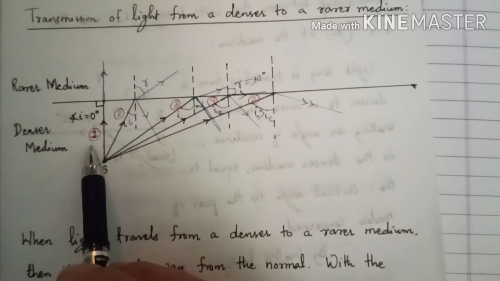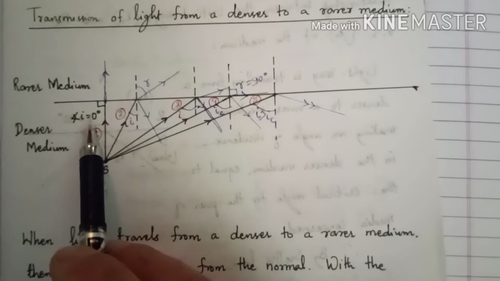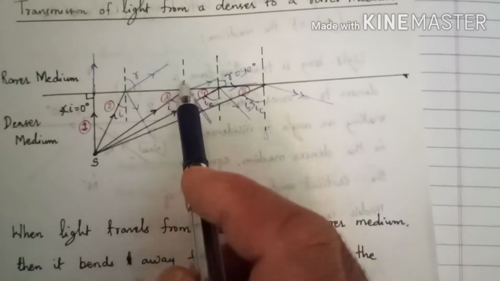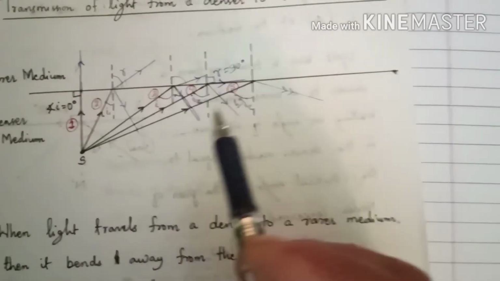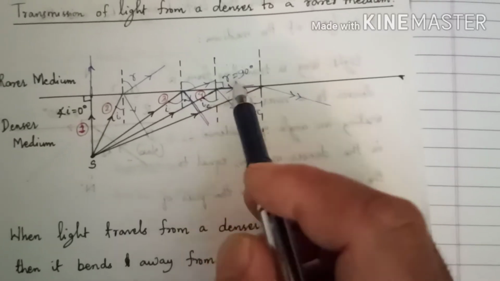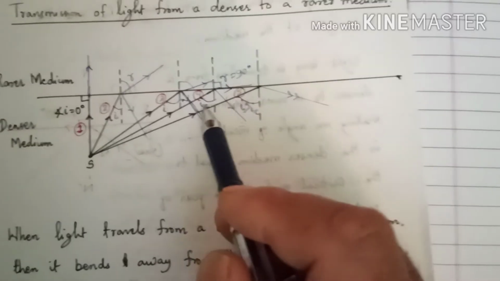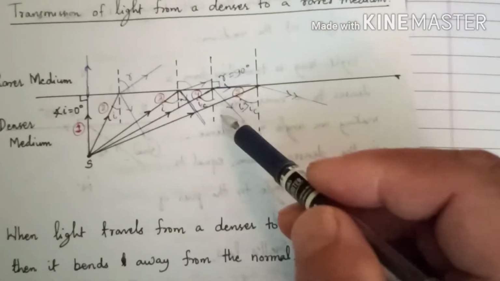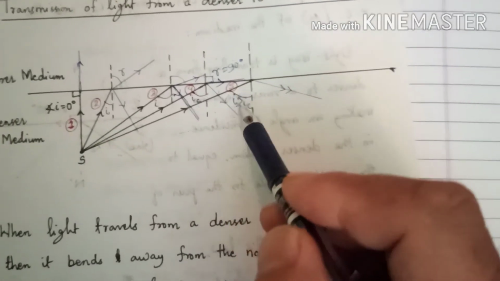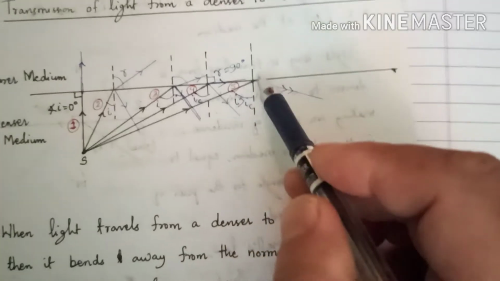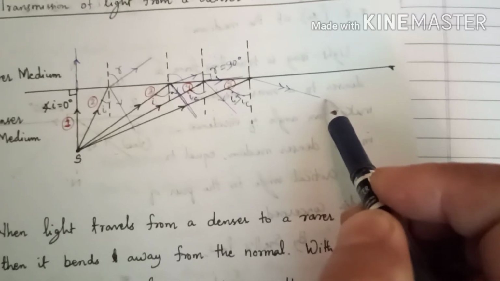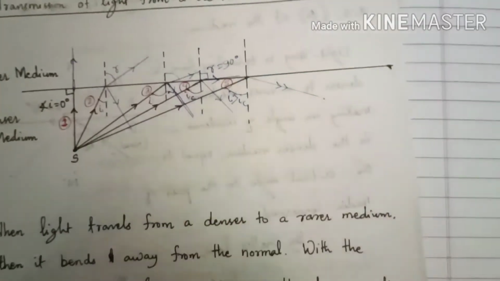So here we have seen that as the angle of incidence in the denser medium is gradually increased, the angle of refraction also goes on increasing. For a particular value of angle of incidence in the denser medium, the angle of refraction becomes 90 degree. This angle of incidence is called the critical angle for the pair of media. When the angle of incidence in the denser medium is greater than the critical angle, the light is not refracted, but the entire amount of light is reflected back in the same denser medium. This phenomenon is called total internal reflection.